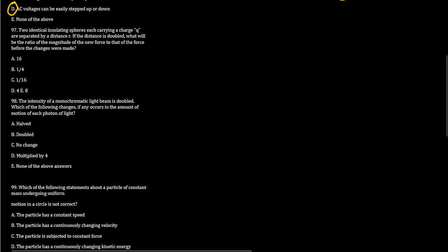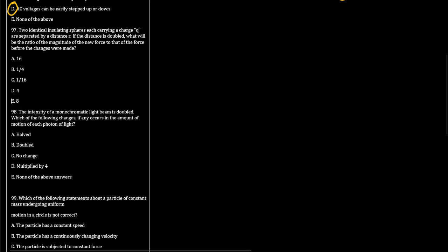Question number 97. Two identical insulating spheres, each carrying a charge Q, are separated by a distance r. If the distance is doubled, what will be the ratio of the magnitude of the new force to that of the force before the changes were made? Option A 16, option B 1/4, option C 1/16, option D 4, option E 8.